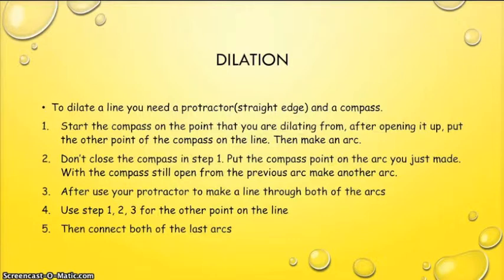To dilate a line, you need a protractor or a straight edge and a compass. Start the compass on the point that you are dilating from. After opening it up, put the other point of the compass on the line, then make an arc. Don't close the compass in step 1. Put the compass point on the arc you just made, with the compass still open from the previous arc, and make another arc. After you use your protractor to make a line through both the arcs, use steps 1, 2, and 3 for the other point on the line, then connect both of the last arcs.